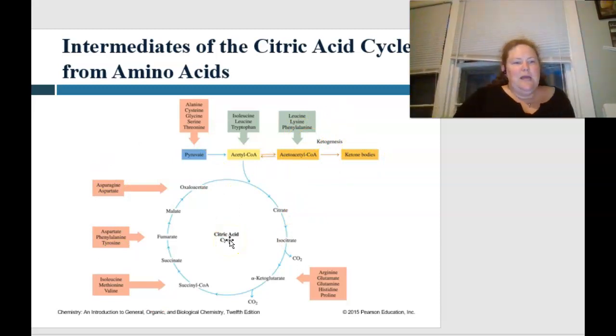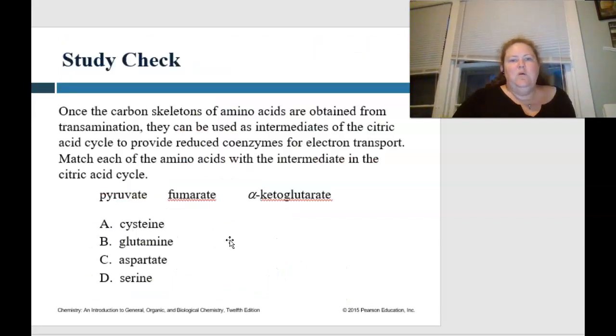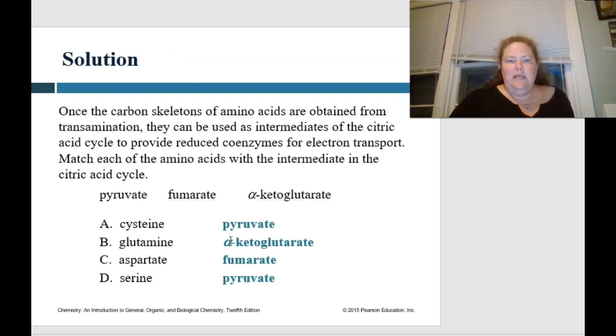All right, so let's wrap up this class, you guys. Our last study check. Once the carbon skeletons of amino acids are obtained from transamination, they can be used as intermediates of the citric acid cycle to provide reduced coenzymes for electron transport. So match each of the amino acids with the intermediate in the citric acid cycle. Pause me and come back. All right, cysteine is going to be pyruvate. Glutamine is alpha-ketoglutarate. Asparagine is fumarate, and serine is going to be pyruvate.